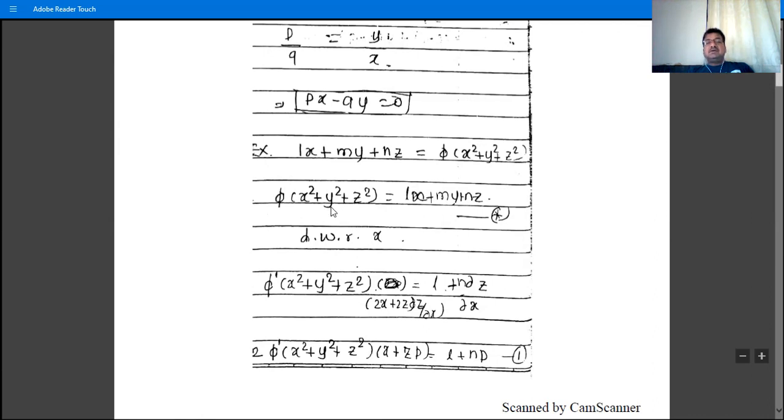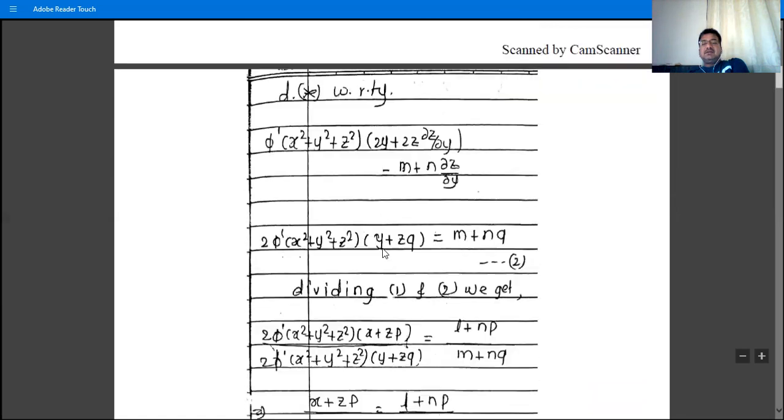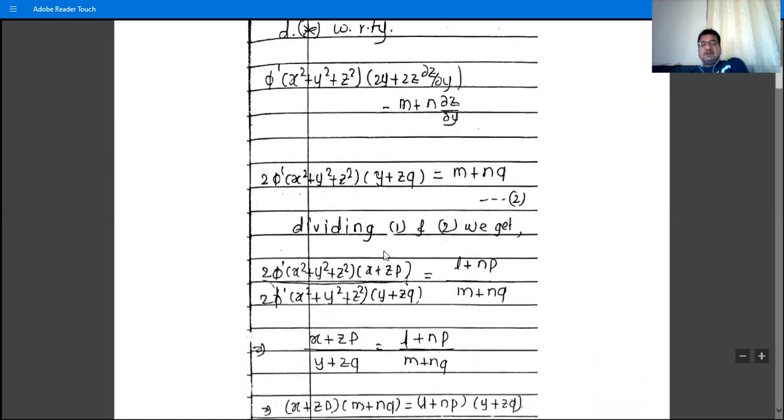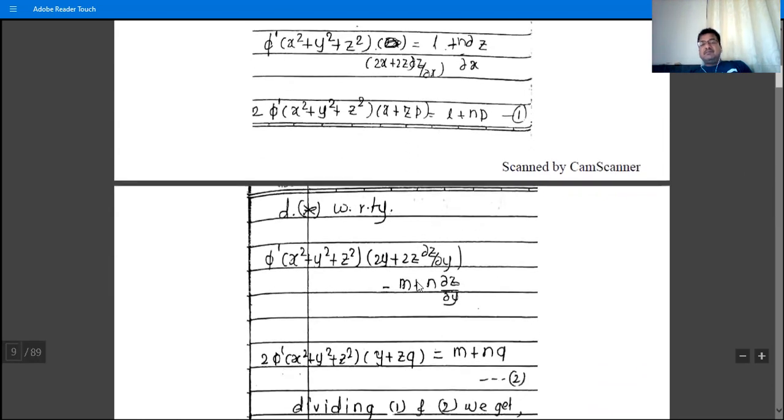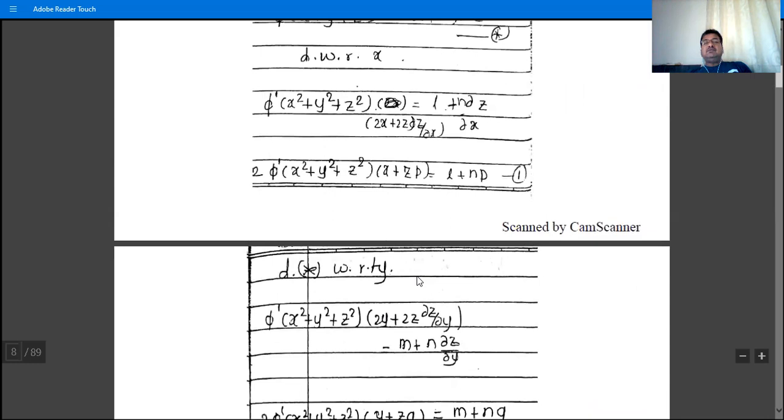So phi(x² + y² + z²) = lx + my + nz. What is the procedure? Differentiate with respect to x and y, since z is a function of x and y. This gives equations 1 and 2, and from equations 1 and 2 you have to eliminate the function phi by adding, subtracting, or dividing equations 1 and 2.